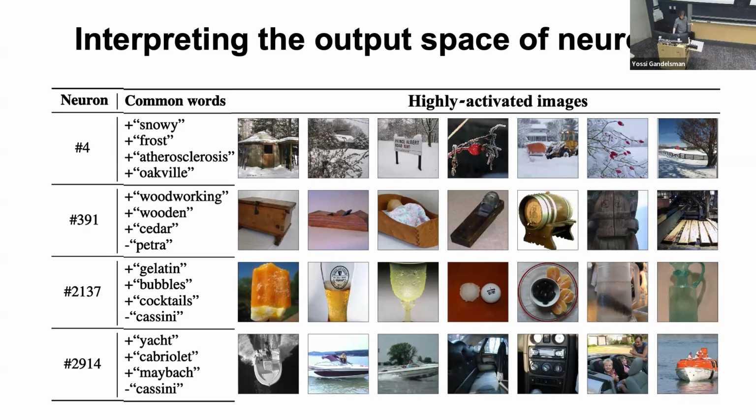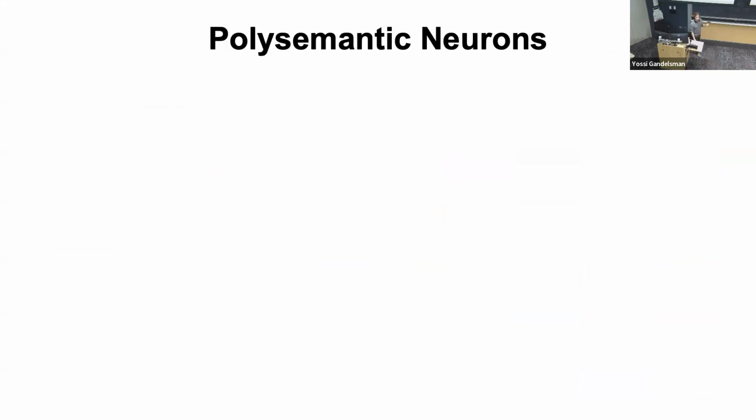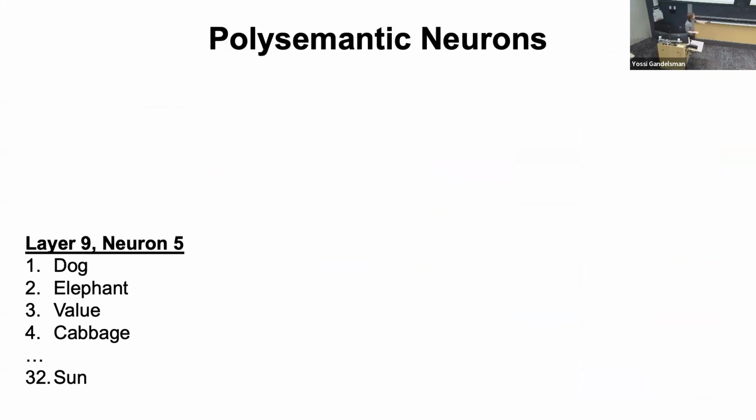Well, that's not very surprising, but if you look a little bit closer, what you will see is that the same neuron, when it is activated, writes both towards the word snowy and the word atherosclerosis. Now, these two concepts are unrelated, right? There is no actual reason that the same neuron will contribute to both of them. And that's something that is called a polysemantic neuron. What is a polysemantic neuron? It's a neuron that's exactly doing that.